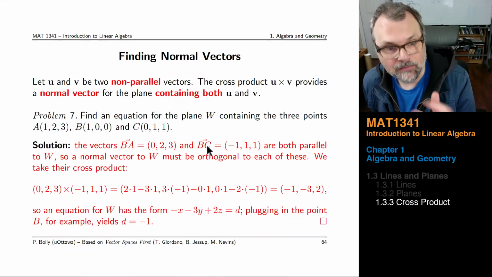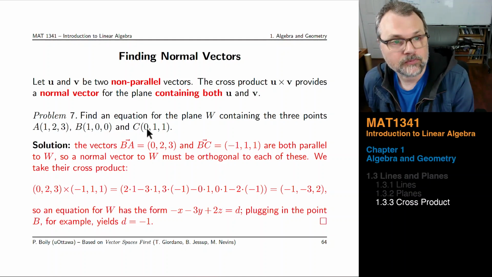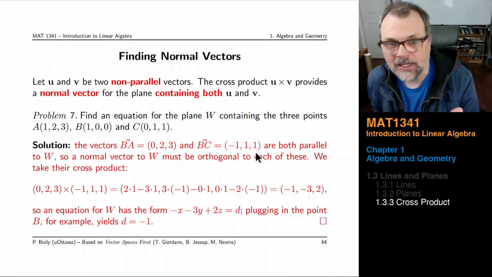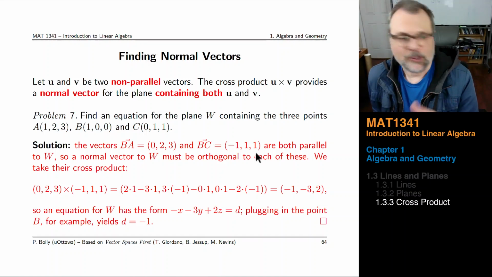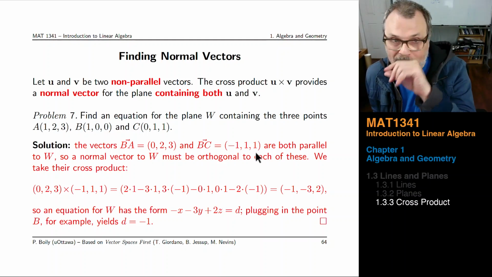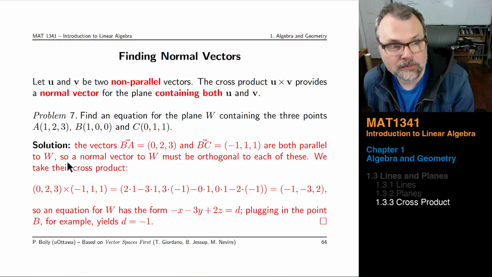But I did write down B and C, so that'd be 0 minus 1 is 1, 1 minus 0 is 1, and 1 minus 0 is also 1. So BA and BC are these vectors. We could have used AB, we could have used AC. You could use any two of these four, would have been a good starting point. Now these vectors are parallel to the plane in question, so that's good.